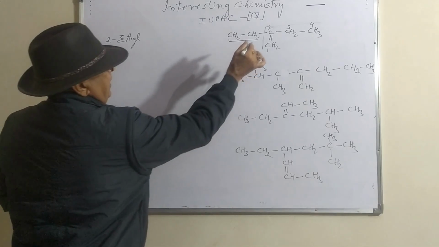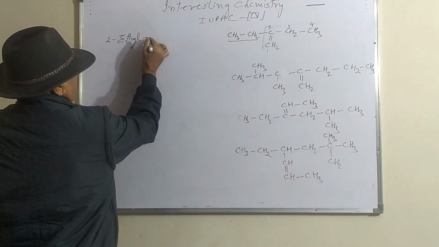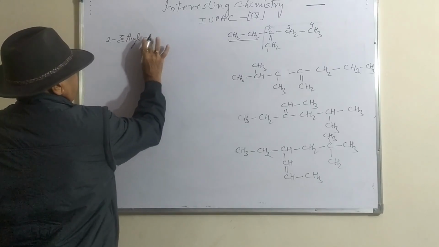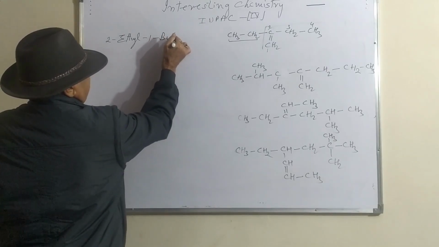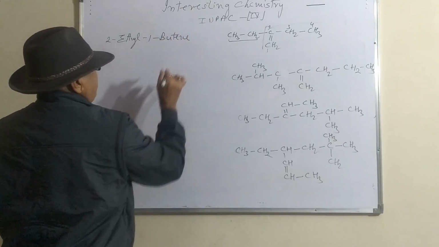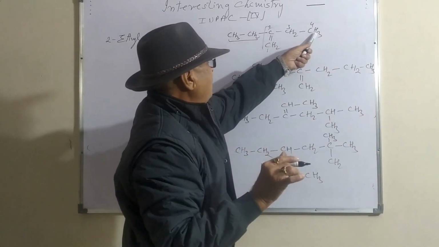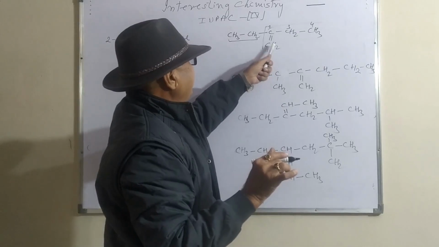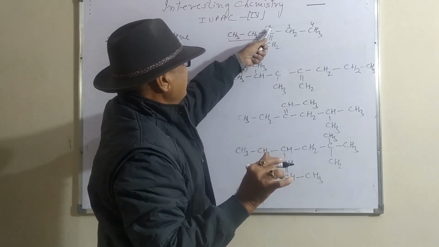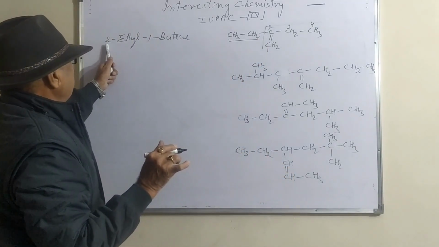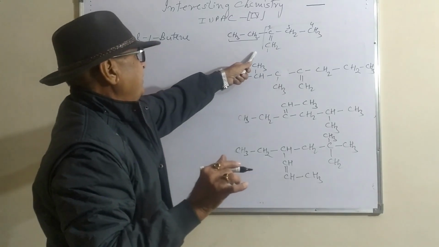2-ethyl, 1-butene. It is the name of the parent compound: 1, 2, 3, 4, 1-butene, and 1-butene contains 1 ethyl group on the second carbon. So the name of this compound will be 2-ethyl 1-butene.